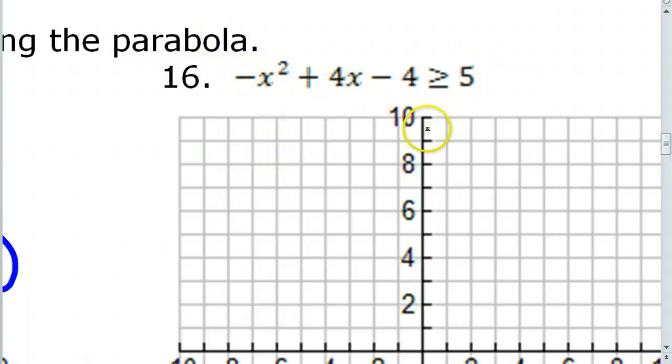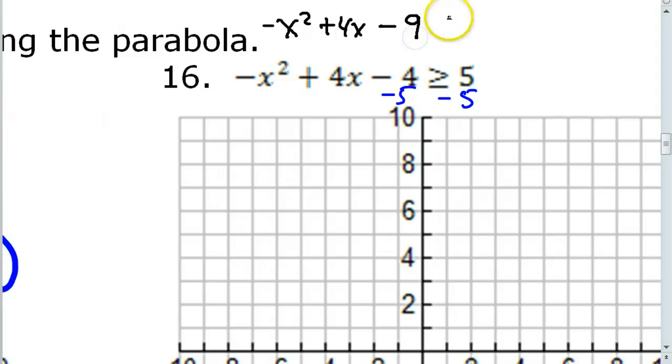Okay, number 16. Before we get started, what do I need to do extra on this one? Subtract 5. Yeah, gotta subtract that 5, guys. We need 0 on one side. So subtract 5 on both sides. So right away, that's going to give me negative x squared plus 4x minus 9 is greater than or equal to 0. All right, so for the rest of this problem, this is what I'm going to be using, what I highlighted in yellow. So you can forget about the other inequality.